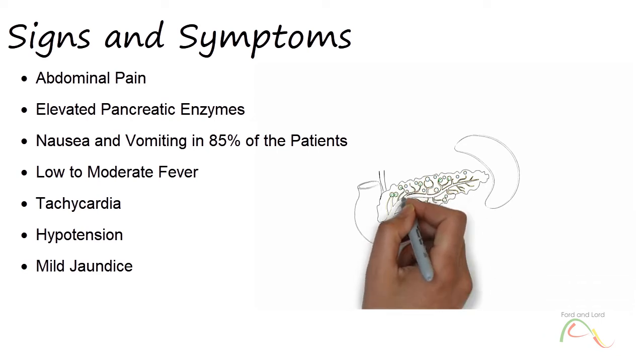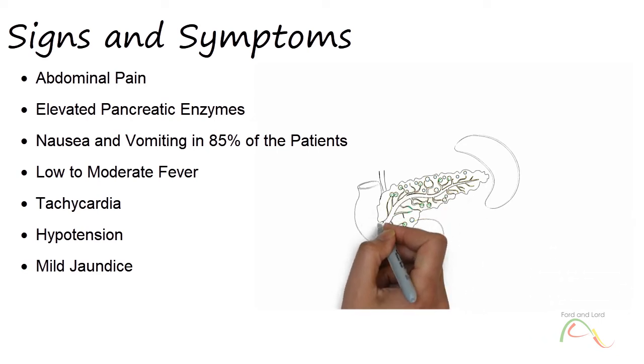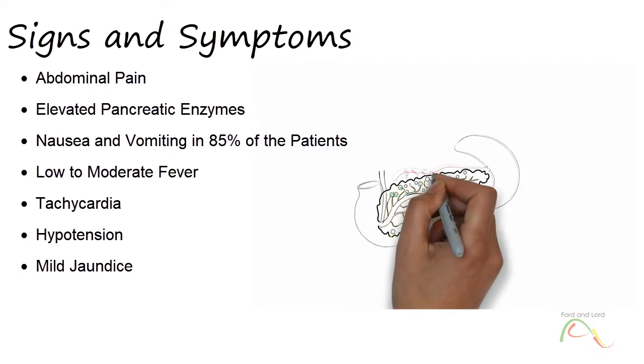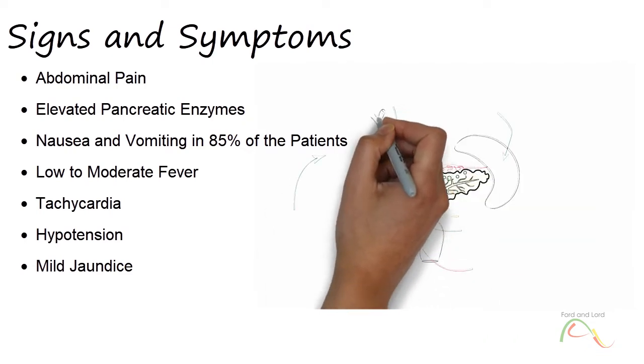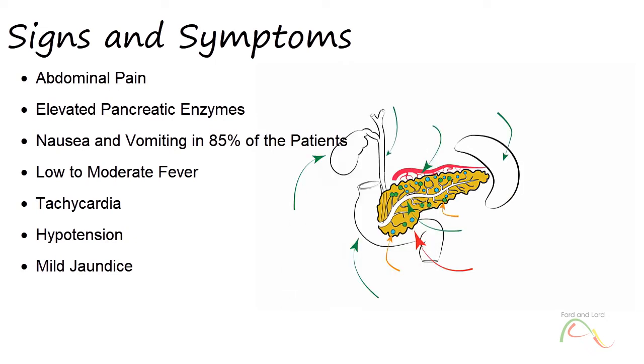Nausea and vomiting occurs in 85% of patients. Acute pancreatitis may also present without abdominal pain, but with symptoms of respiratory failure, confusion, or coma. Low to moderate fever is not uncommon. Tachycardia, hypotension, mild jaundice, and pleural effusion may also be present.